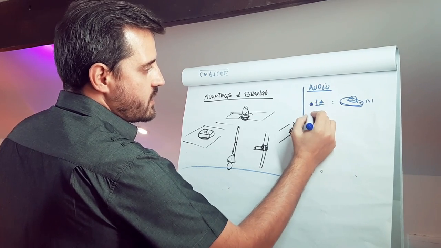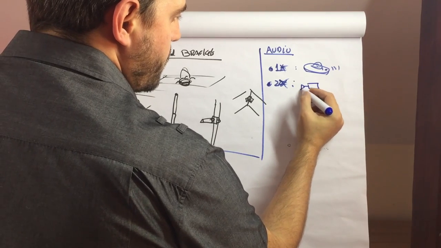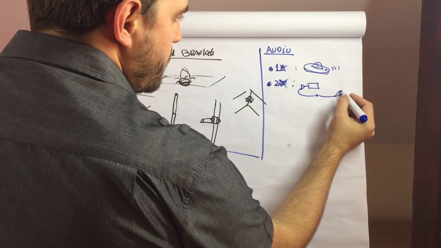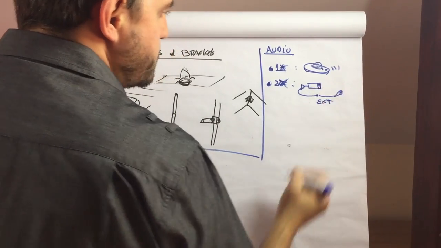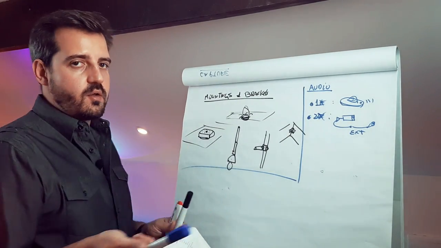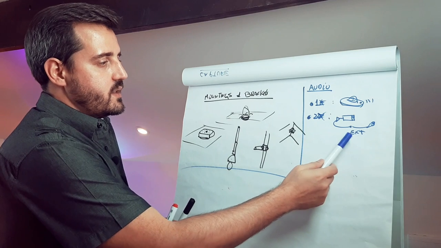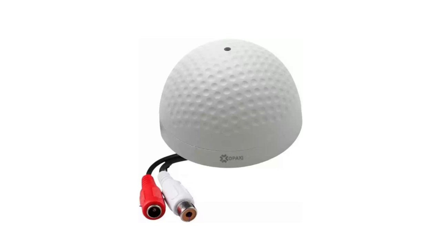The second one is a camera with an external microphone. We have a few cameras that have alarm input and output, but also audio input and output. In this type of application, we can add external microphones that you can place anywhere in the scene, and it will record and stream with the video stream of this camera. So that's very useful as well.